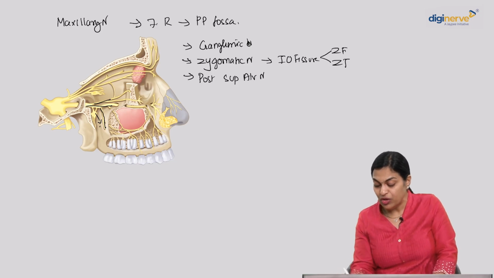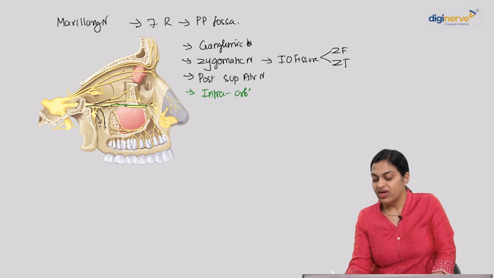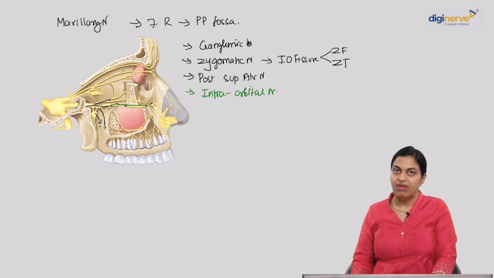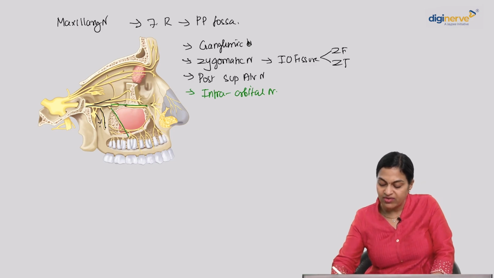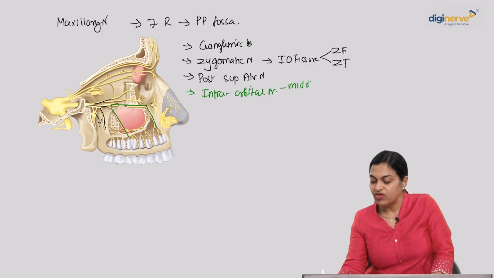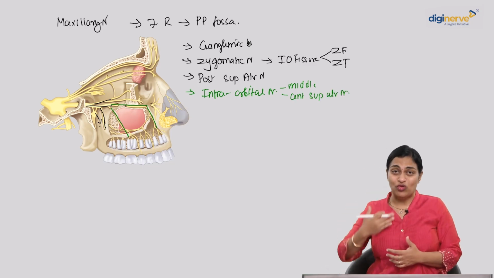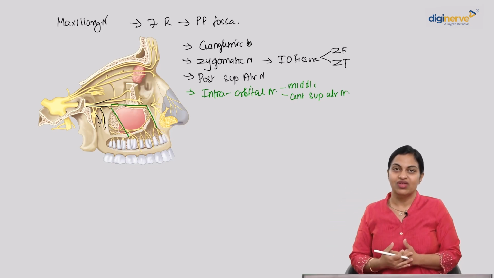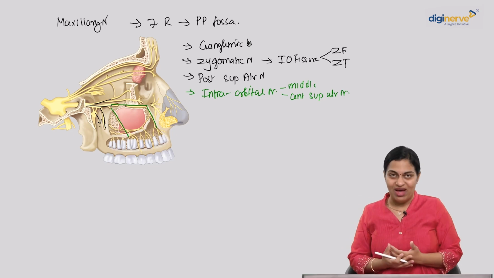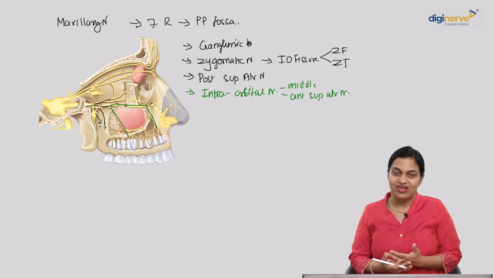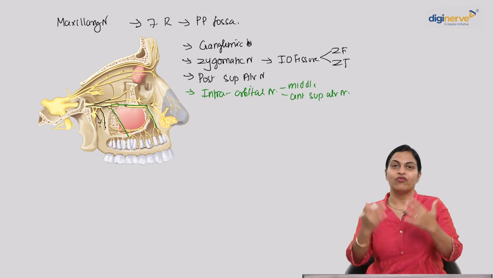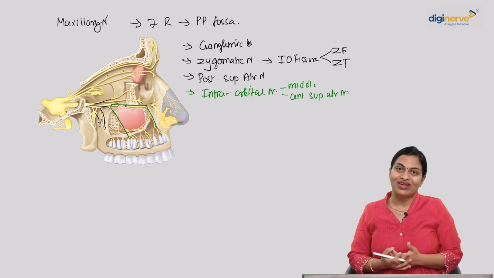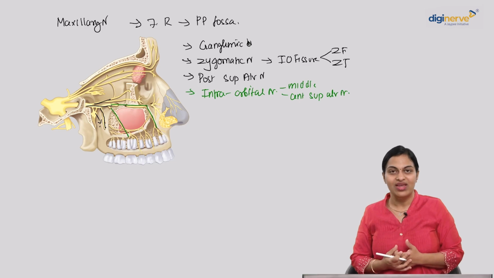And then it will continue as the infraorbital nerve. The infraorbital nerve is the main continuation of the maxillary nerve. This infraorbital nerve will give rise to the middle and anterior superior alveolar nerve. The posterior-superior alveolar nerve, the middle superior alveolar nerve, and the anterosuperior alveolar nerve will be related to the corresponding wall of the maxillary sinus. They will supply the maxillary sinus as well as the dentition of the upper jaw. The anterosuperior alveolar nerve also supplies the lower part of the nasal cavity.